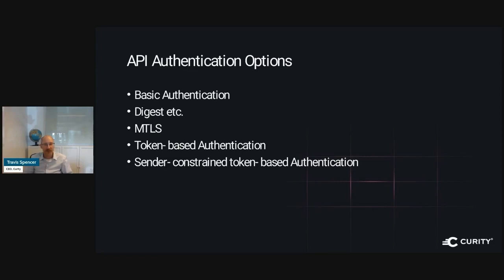Okay, so with API authentication, we have lots of different options. This is some of them. I think there probably are a few others, but we have basic authentication, we have digest authentication, we have something called mutual TLS, token-based authentication, and then a variant of that called sender-constrained token-based authentication, which I'll describe toward the end of my talk.